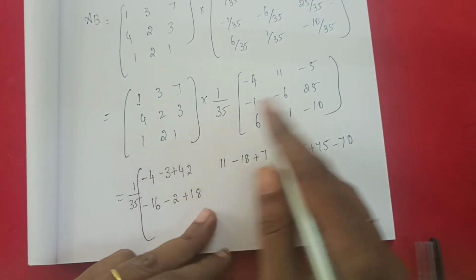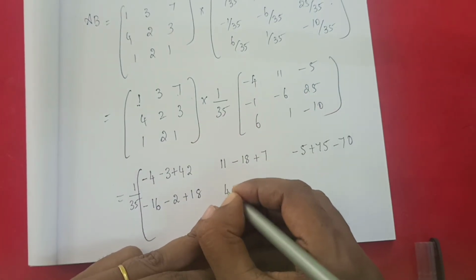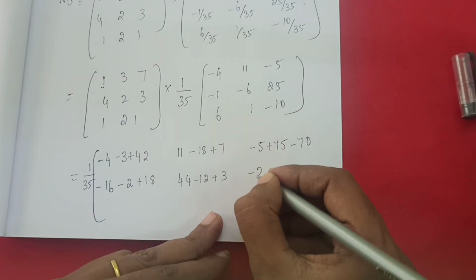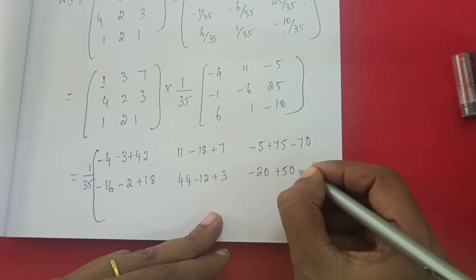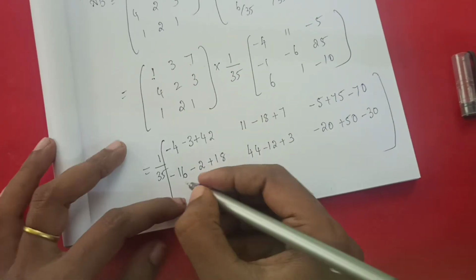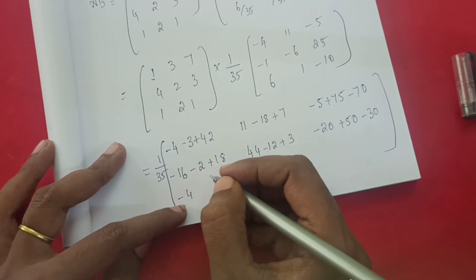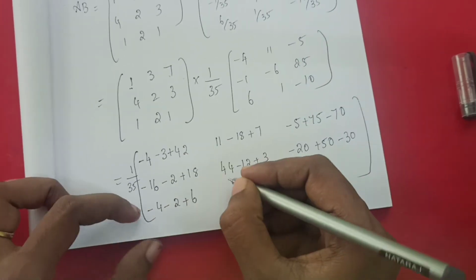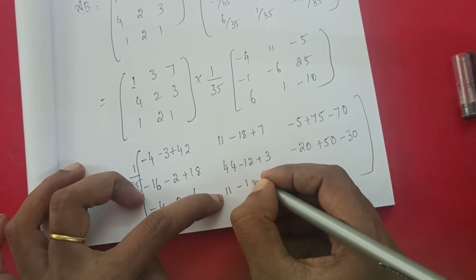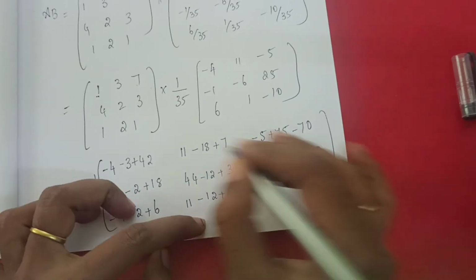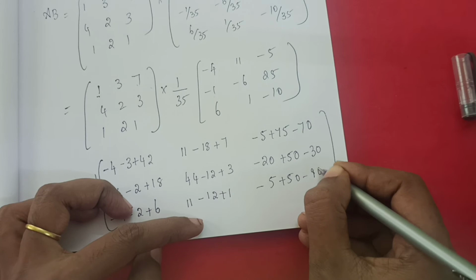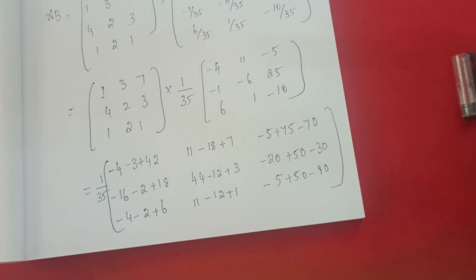Then second row with second column. 4 into 11 is 44. Minus 12 plus 3. Then 4 into 5 is minus 20 plus 50 minus 30. Then 1 into 4 is minus 4. Then minus 2 plus 6. Carefully you need to do 11 minus 12 plus 1. 1 into 5 is minus 5 plus 50 minus 10. Okay. Now afterwards what we are going to do is simplify this.